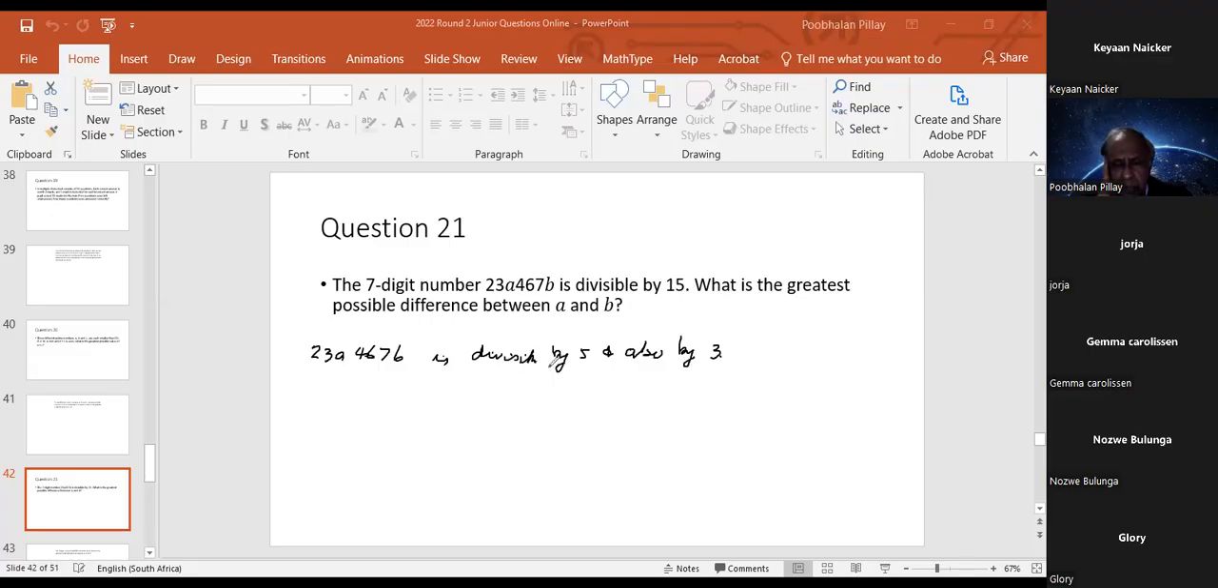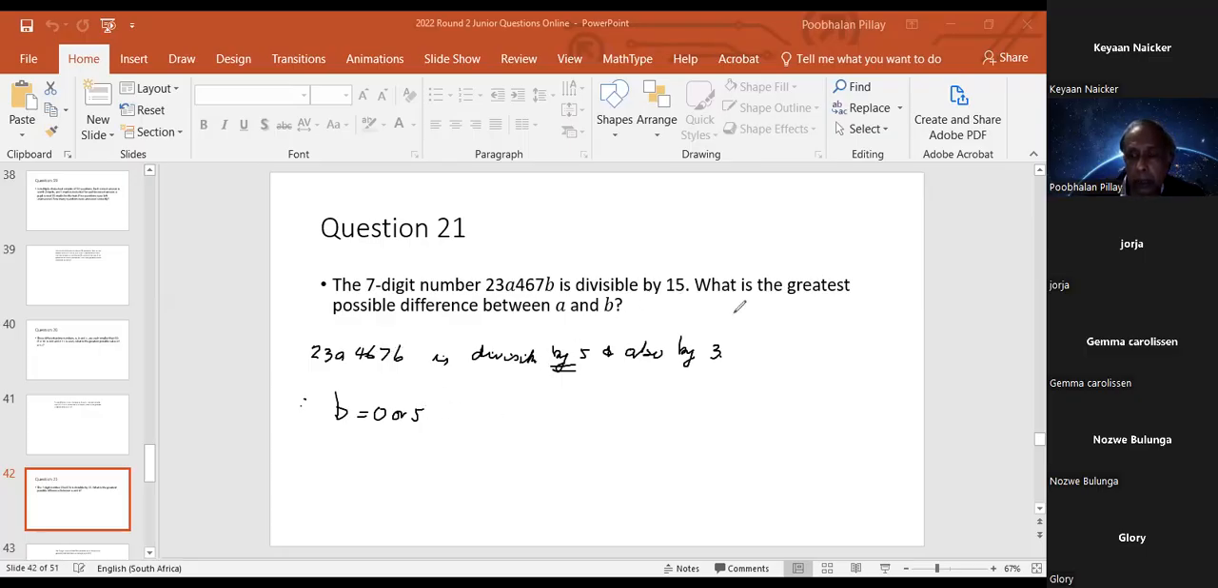Okay, now just look at this first part. This number is divisible by 5. So your last digit, B. I was right about B, it looks like a 6. Didn't realize that. So B can only be 0 or 5. The last digit is either 5 or 0. It could be 0 as well.